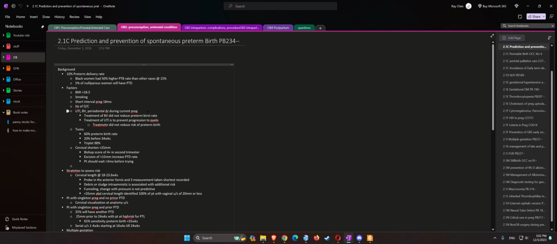Okay, let's say a patient has a prior preterm birth. How would you manage her subsequent pregnancy? I would first ask if it was spontaneous or if this was a medically indicated preterm birth.